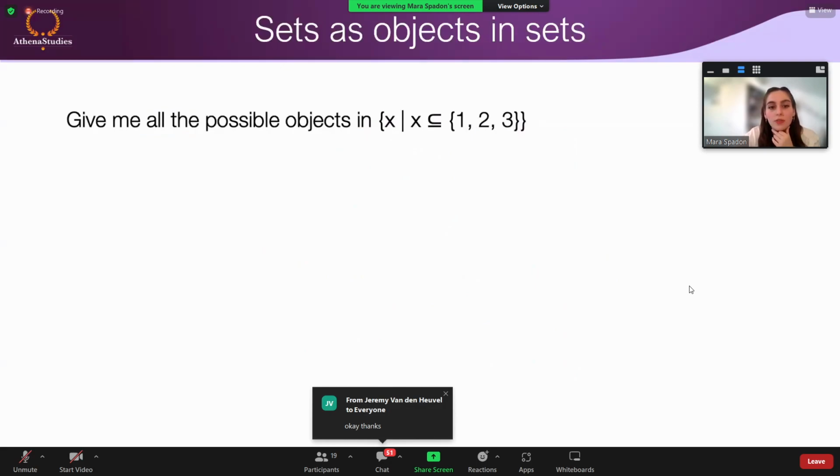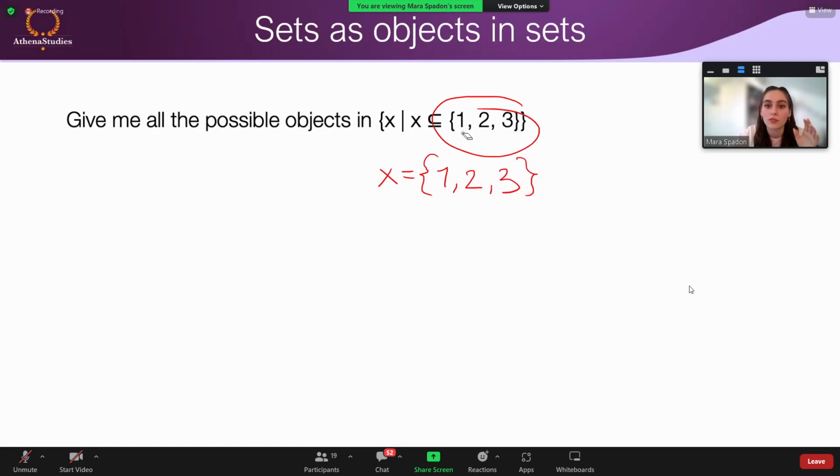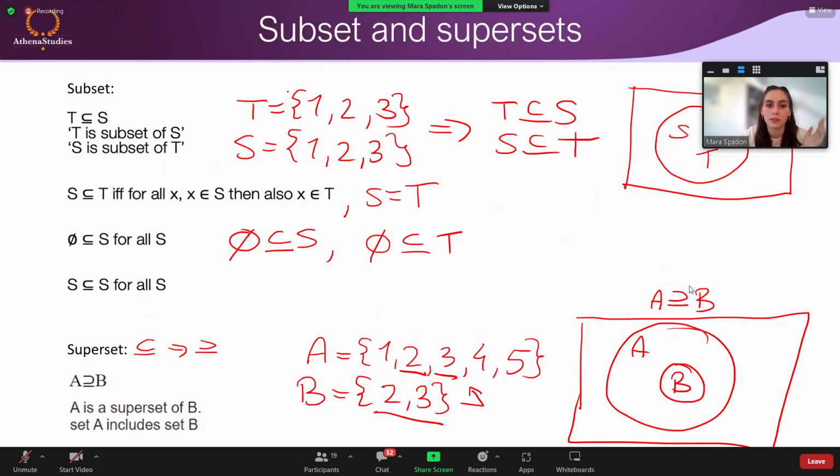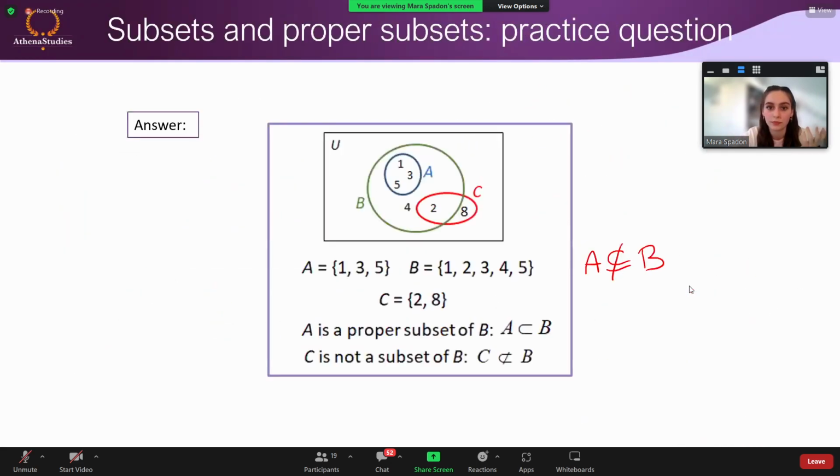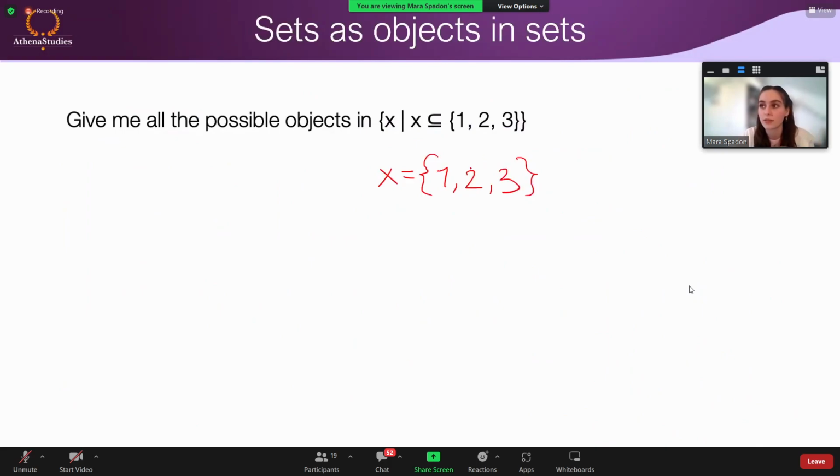So if someone maybe could give me all the possible objects in a set where the elements are a subset of 1, 2, 3. Which elements would I get? 1, 2, and 3. Perfect, exactly. Because what did we say about subsets? They have to be the same elements, right? So if we have a set that is a subset of 1, 2, 3, then that exact same set will contain elements 1, 2, and 3. Remember here, T was 1, 2, 3, and S was 1, 2, 3, so it's kind of the same. If something is a subset, it contains the same elements.